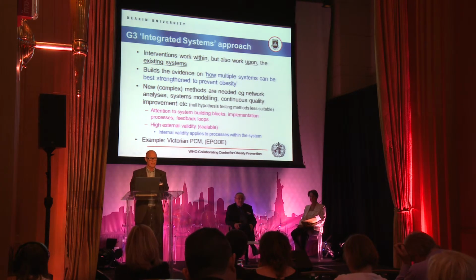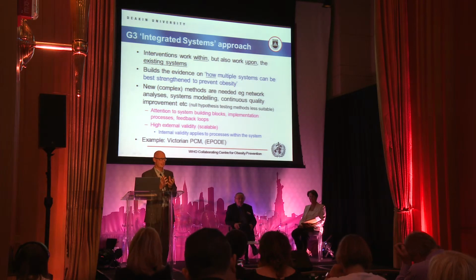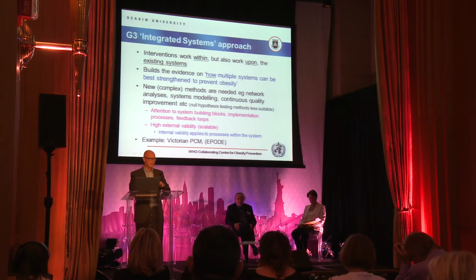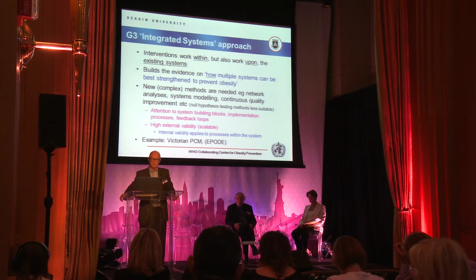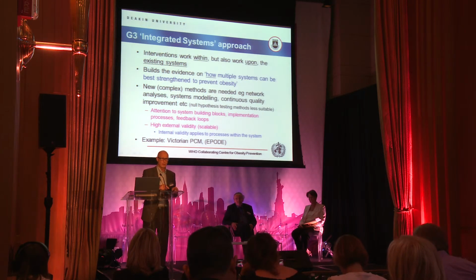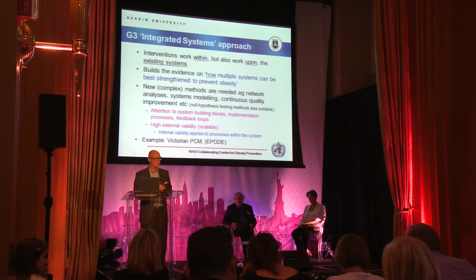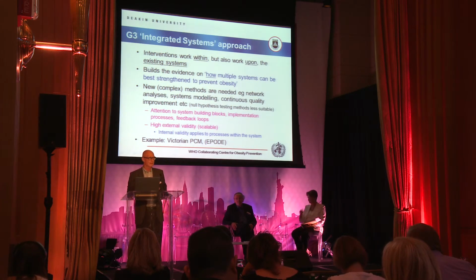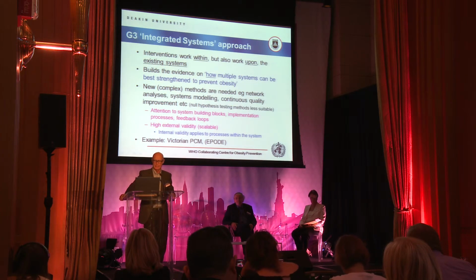That's working within the system, but sometimes these systems actually don't fit particularly well. Maybe they need to be strengthened and made more robust, so that's working on the system. And now we're not asking the question, does this work? We're asking, it's an implementation question, it's a how question. How can we best implement this, and how can existing systems be strengthened to prevent obesity? So we need more, this is another level of complexity, and therefore we need more complex methods to assess it and to evaluate it.